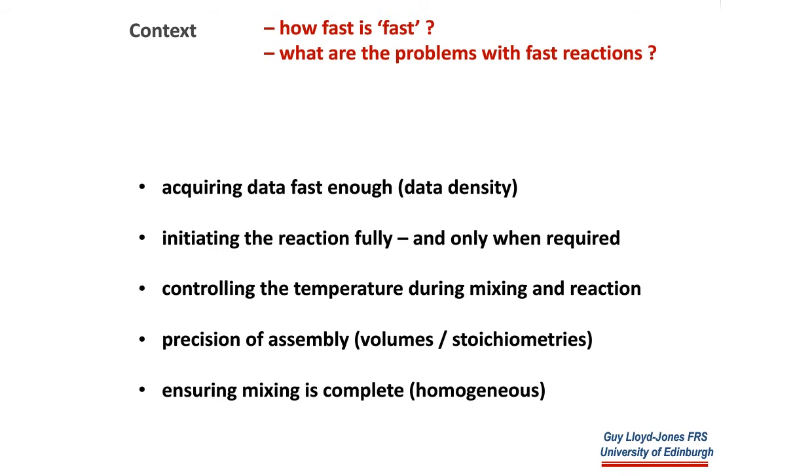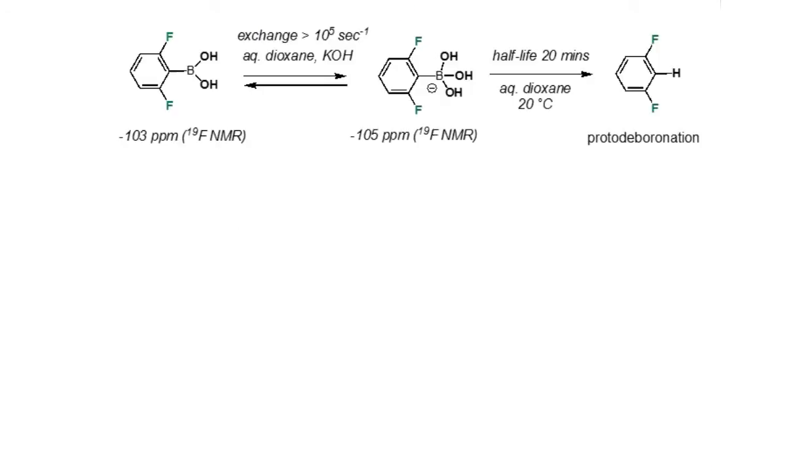And I'd just like to share with you an example of very poor mixing, not deliberate, but an example we found recently. So this protodeboronation of this difluorinated boronic acid is initiated by adding hydroxide, and adding hydroxide to the boronic acid sets up an equilibrium between the boronic acid on the left and the boronate that's in the centre. Now, the rate of that equilibrium is extremely fast, and so at the NMR timescale you see single time average shifts for whatever nucleus you're looking at in that molecule, and that rapidly equilibrating system undergoes protodeboronation with a half-life under these conditions of about 20 minutes.